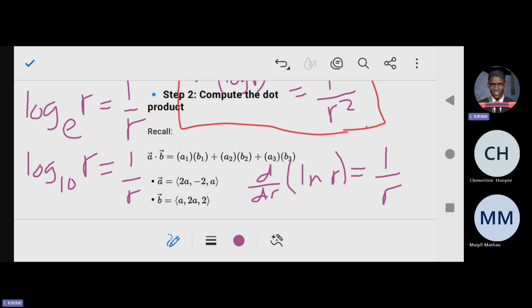Any logarithm that you are given, you automatically assume it's base 10. Log base 10 r. We normally use this logarithm with financial mathematics when we are converting. Right then, so this is calculus differentiation. You must just know it. When you differentiate ln r, you get 1 over r. When you differentiate log r, 1 over r.